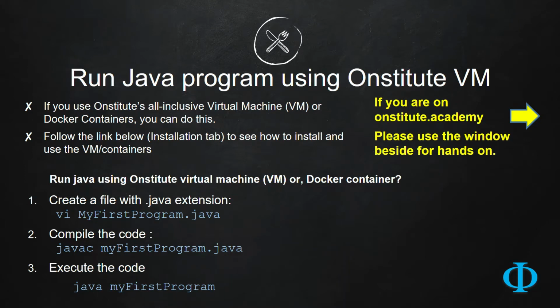But if you are a little bit more adventurous and you want to do some more work with your computer, then you can utilize Onstitute's virtual machine or the Onstitute's Docker container. These are kind of all-inclusive Docker containers with lots of different other software also. So it is always recommended to have this installed in your machine for many different work. But anyway, that is optional for you.